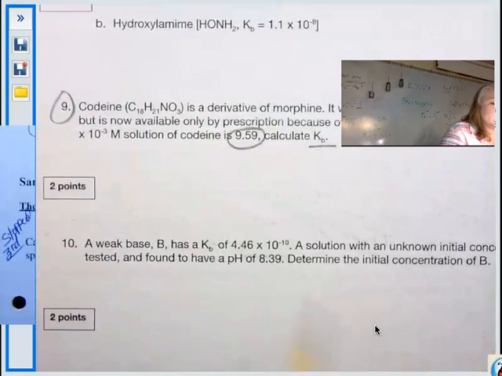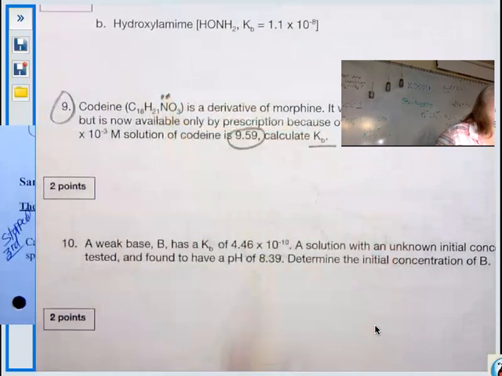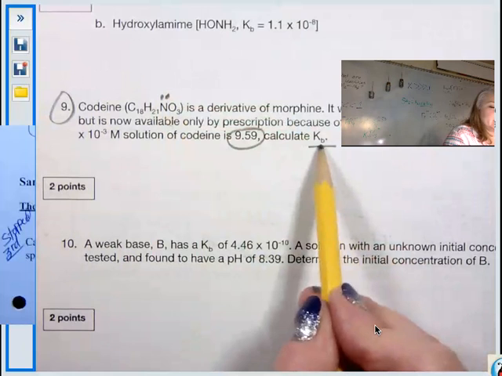It's got a nitrogen in it. When you see something that's got a nitrogen in it, that's got a lone pair of electrons on that nitrogen, which will cause that to act as a base. Okay? So that's why they want us to calculate Kb.